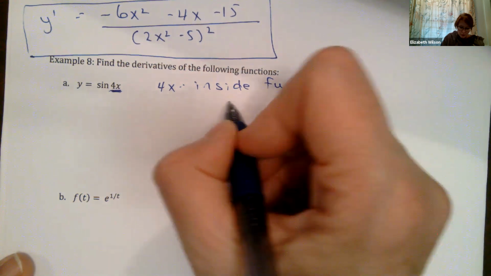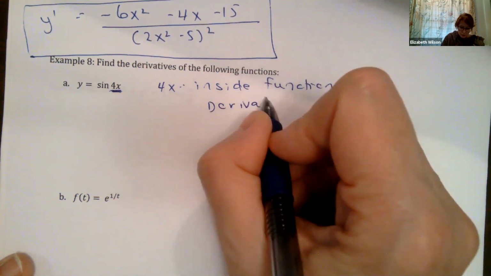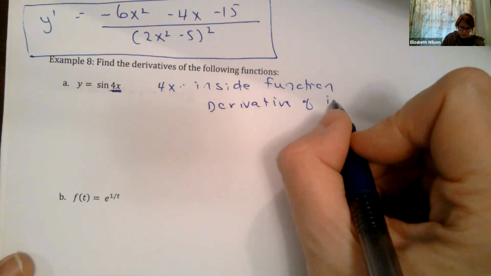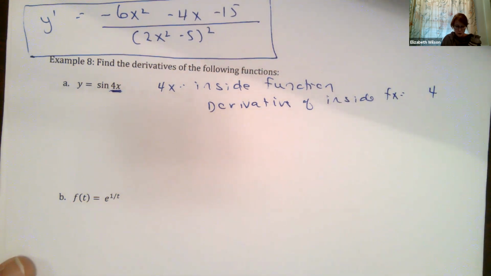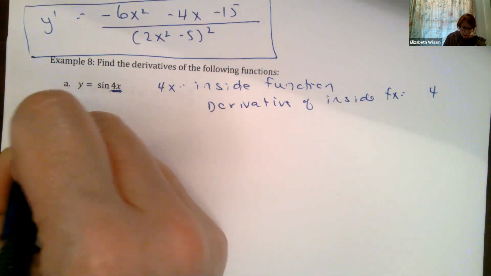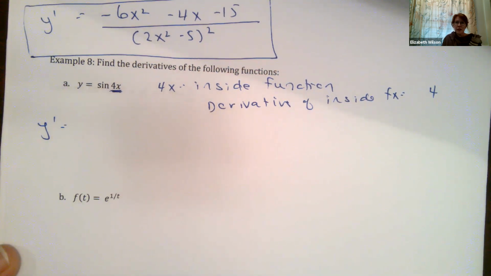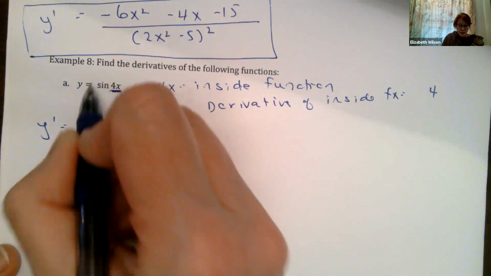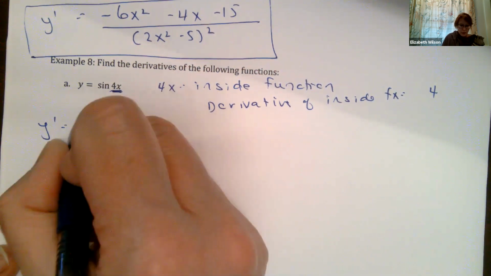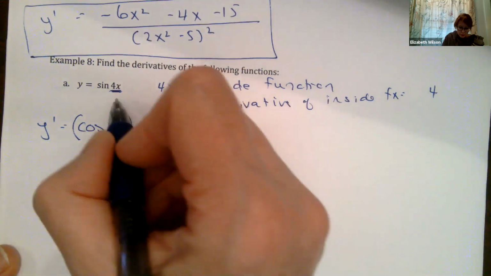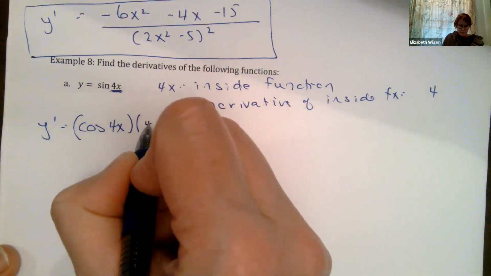My derivative of the inside function is just equal to 4, right? So keep that in mind, because when I go to take the derivative, I say derivative of the outside function. So derivative of sine is equal to cosine. So it's a cosine of 4x times the derivative of the inside function, times 4.